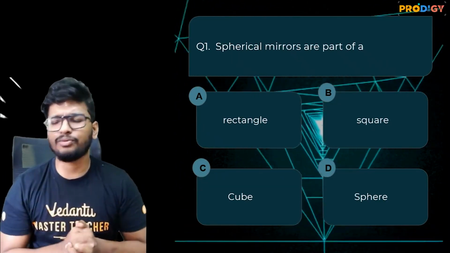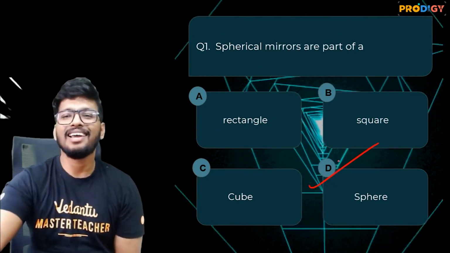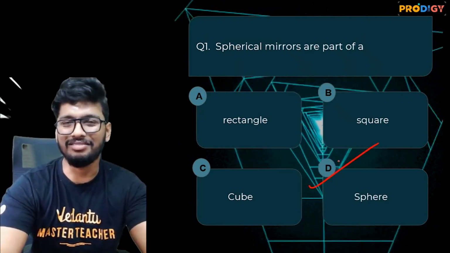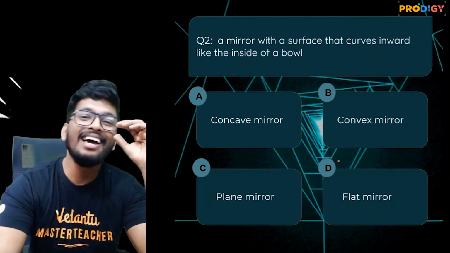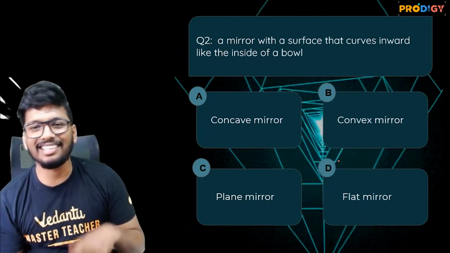Anyways, the answer to this question, guys, in 5, 4, 3, 2, 1, is nothing but sphere. The name is in the name itself. A spherical mirror is a part of a sphere. That's all. Next one: a mirror with a surface that curves inwards like the inside of a bowl.